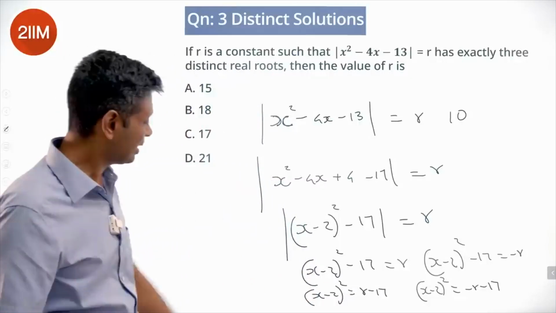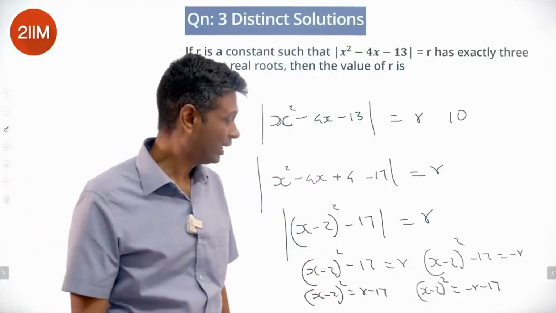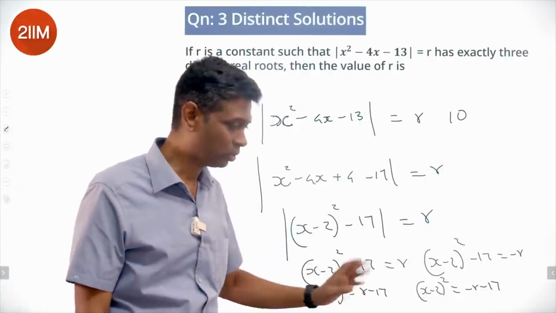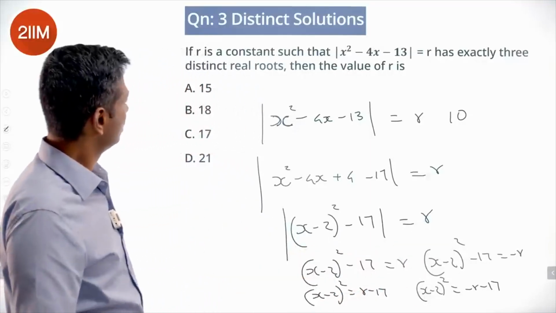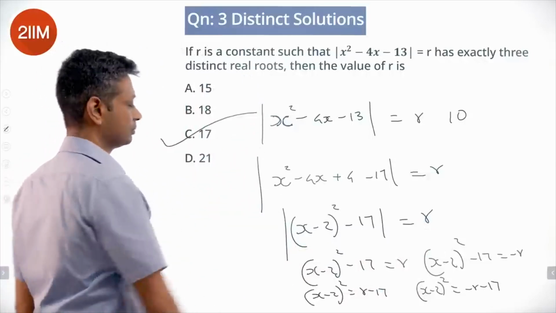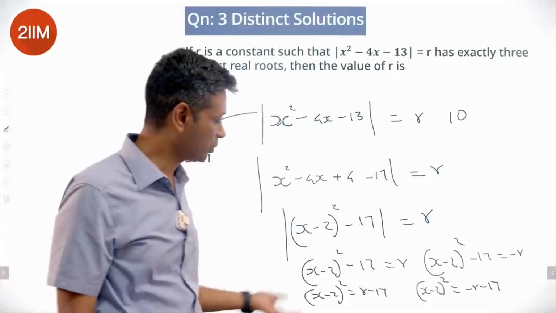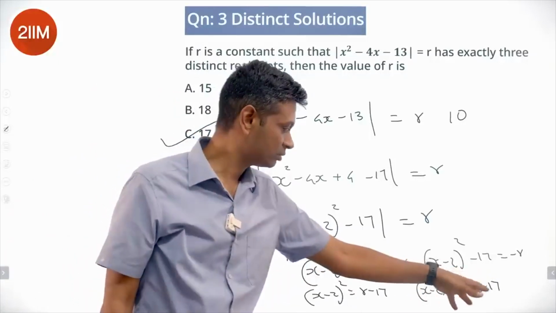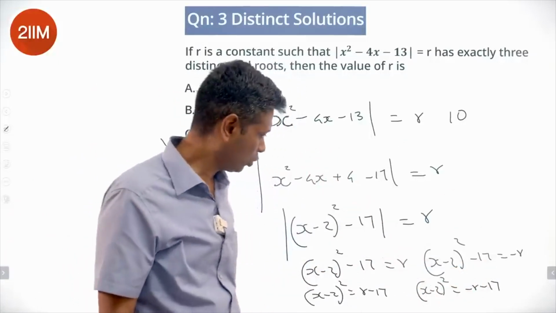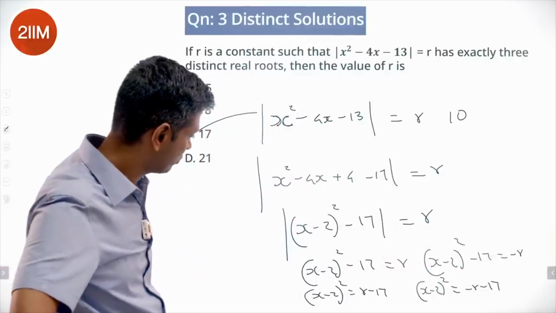When will that work? One of these has to go to 0. If R were 17, this will go to 0. If R were minus 17, this will go to 0. So the value of R, 17, works. Done. This goes to 0. x minus 2 whole square is 0, has only 1 root, x equal to 2. If R is some other value, I don't know whether that works. Let me just check that out.